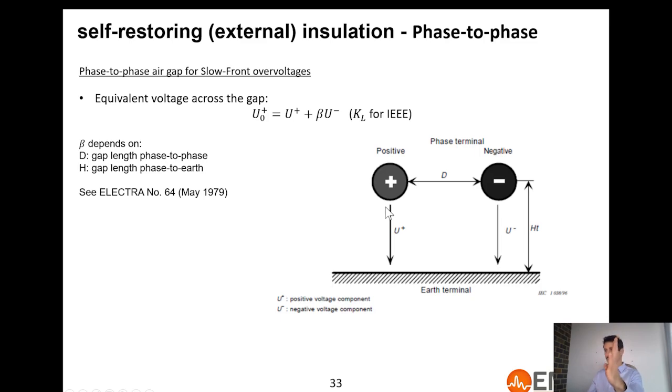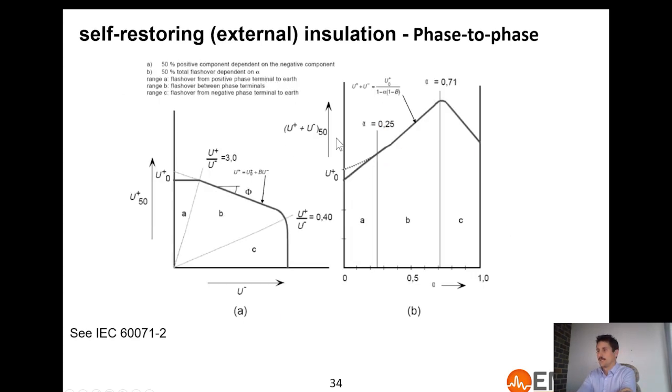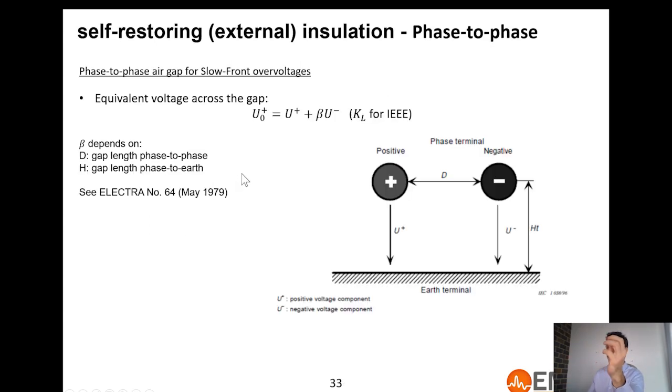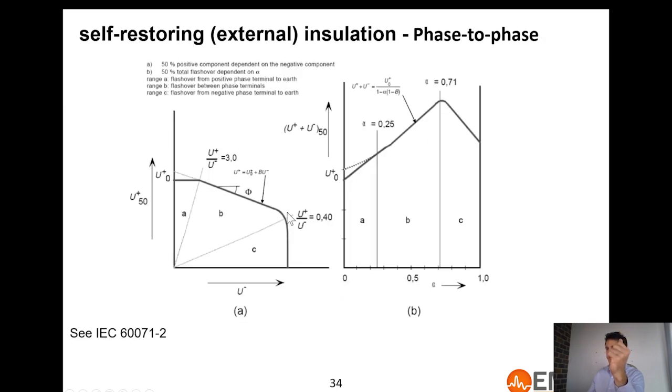So you take the maximum plus value on one phase and the maximum minus value on the other phase, and you do this calculation. This gives you the value of beta. What changes, though, is that if you have the plus sign, which is much higher than the minus sign, you will just take U0, so basically beta will be equal to 0, and U0 equals U plus. If you have the opposite ratio, then U0 equals U minus. And in between, that's where beta will have a certain value.